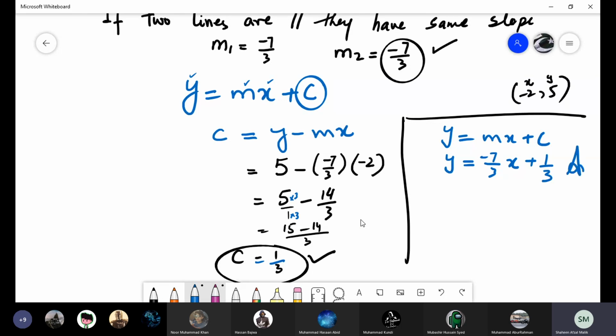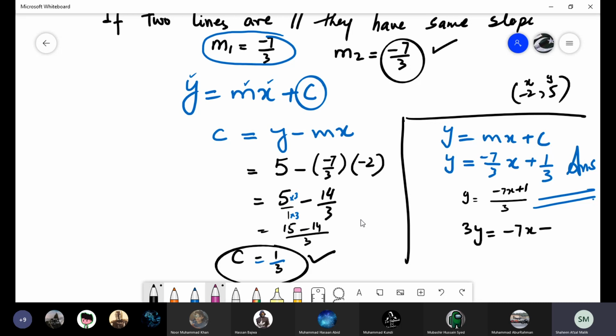So this is the answer of your question, that you have to find the equation of the line which is parallel to the given line. You can see the slope is the same. The slope of the parallel line is this one. This is the second slope. And if you want to write at the back of the book, they give you the answer in this form. You can write them together here: 3y is equal to minus 7x plus 1. They give the answer in this form. But if you write it in this way, that is also okay.